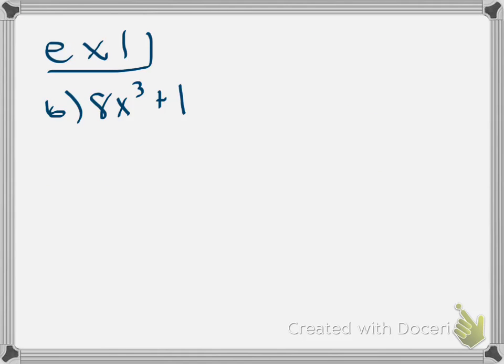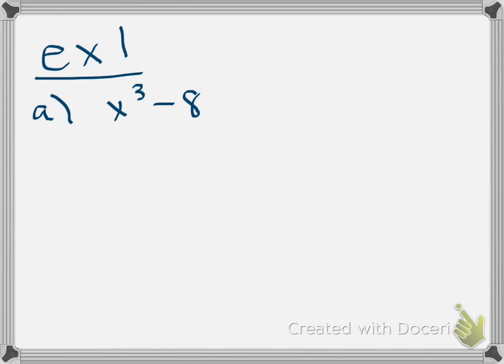So going back to the examples, here's example 1, and we need to be able to identify my a value and my b value. So a is going to be x, because x times x times x gives me the x cubed. My 8 can be rewritten as 2 cubed. 2 times 2 times 2 gives me the 8 value.